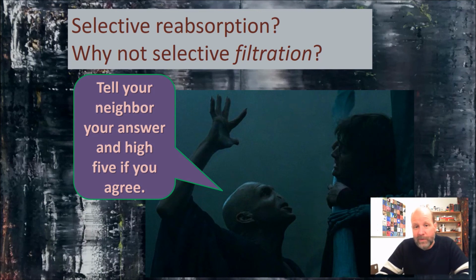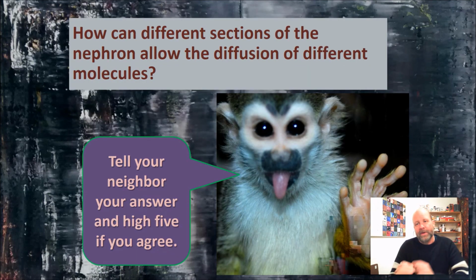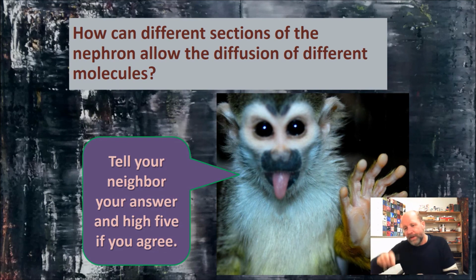We just reabsorb the things we know we want: glucose, amino acids, and some specific salts. As you go through that nephron, the proximal tubule, the loop of Henle, the distal tubule, again, you don't need to know the names of those, but each one of those reabsorbs different things. Think about how that could happen. Even pause the video here. How could you make it so that each section of that tube reabsorbs different things?